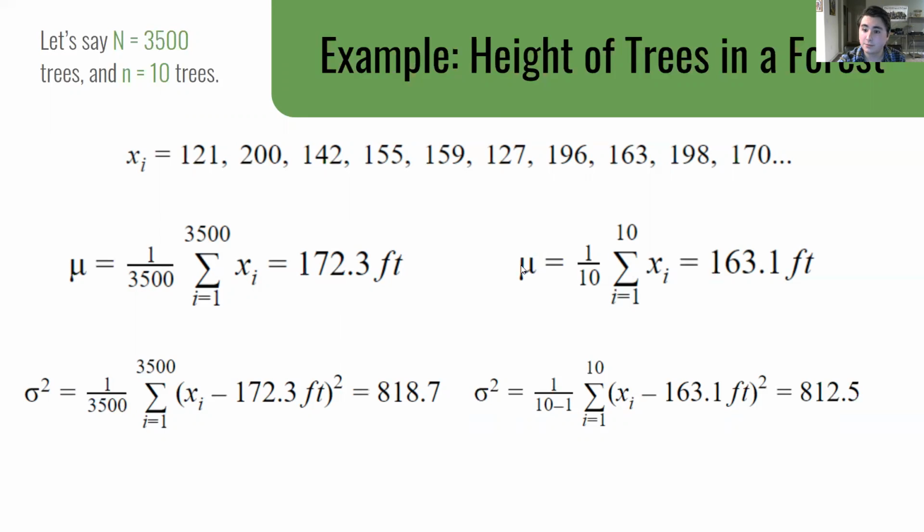For the sample, our sample mean here is our 10 samples, which are right here, all added up and divided by 10, which gives us a total of 163.1 feet. From there, we find our variance with the same method mentioned in the last slide. Again, each of these points, so 121 minus 163, 200 minus 163, 142 minus 163, and so on, all squared, and then divided by 10 minus 1, or 9. That gives us a variance of 812.5.